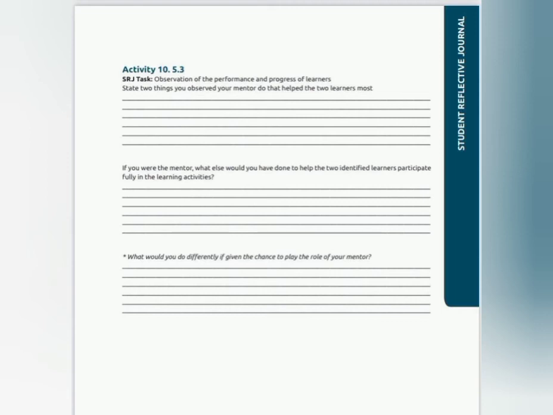Then what will you do differently if given the chance to play the role of your mentor? So note, these 2 points are very different. The first one says, if you were the mentor, what else would you have done to help the 2 identified learners participate fully in the classroom? Remember that previously we talked about what the teacher or the mentor did to help learners participate in the learning activity. What would you have also done? And then what will you do differently if given the chance to play the role of the mentor?